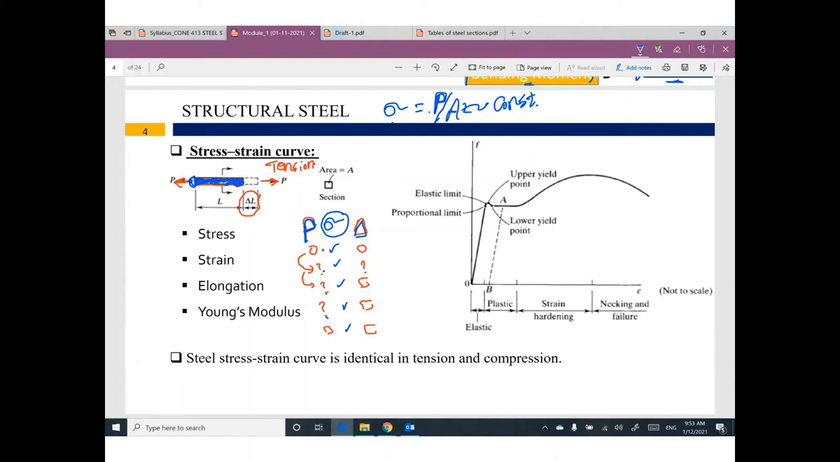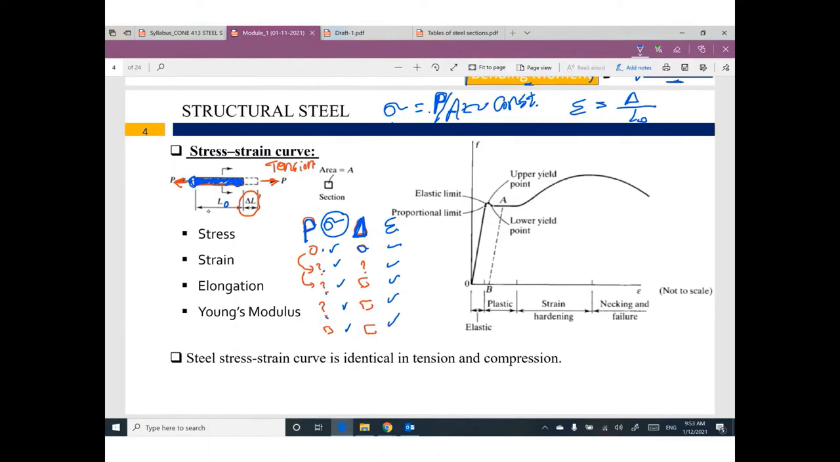We have strain. I can convert this elongation to strain. Strain equal elongation delta divide original length. This member has original length L naught. If you divide this elongation by L naught, you can get strain for each load.